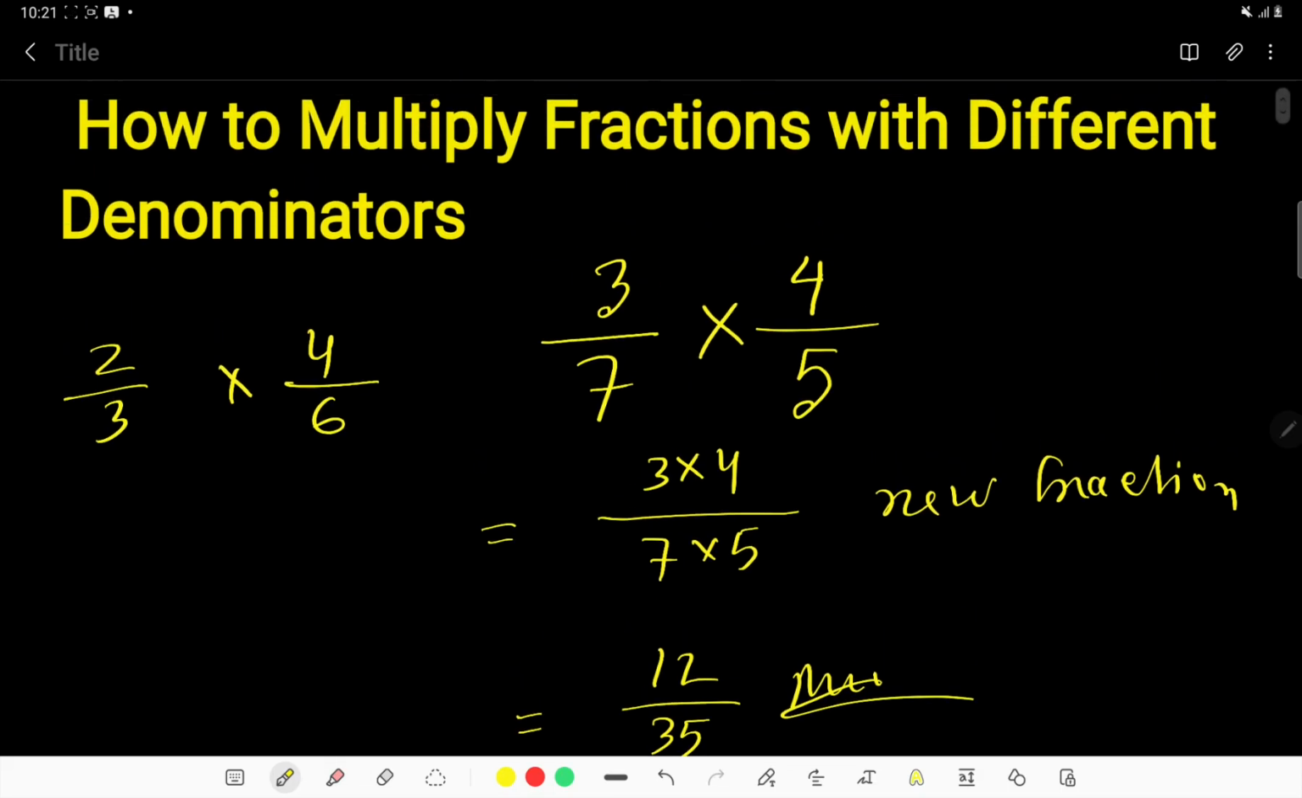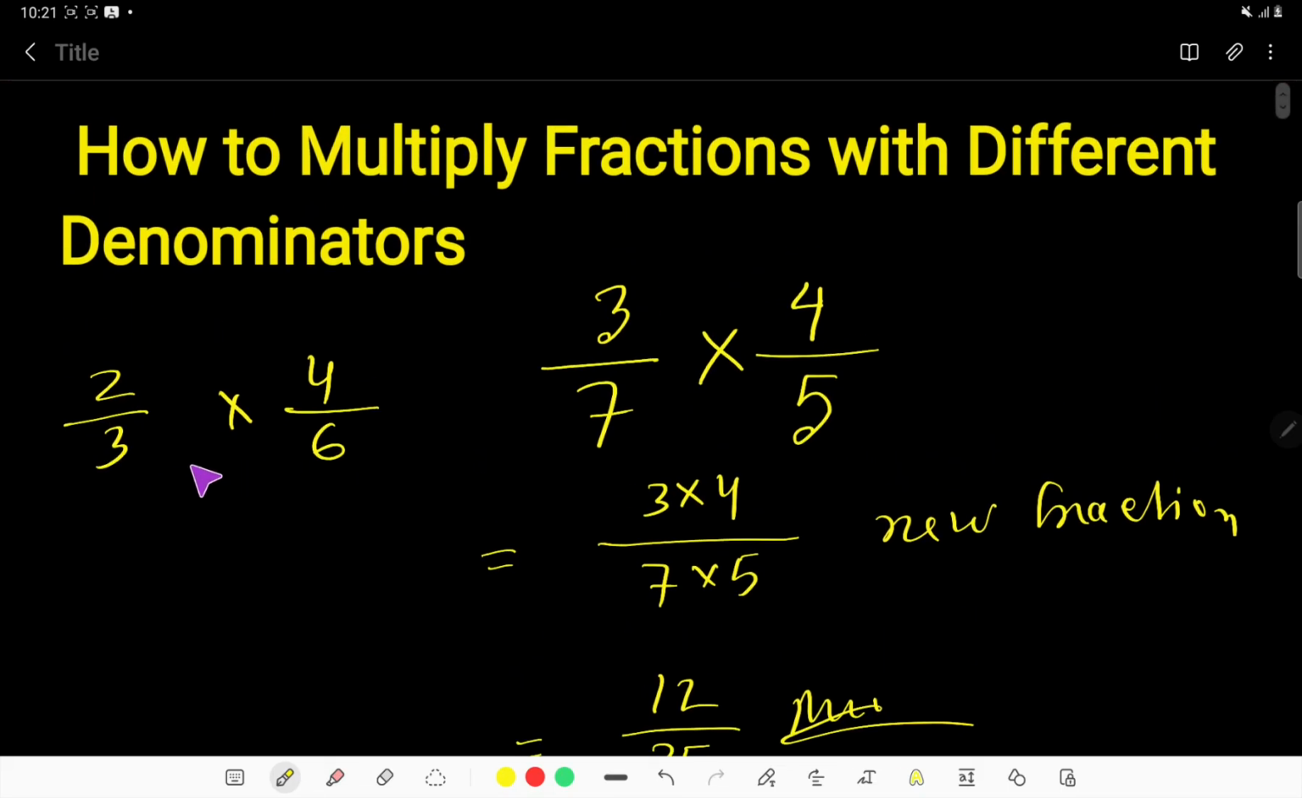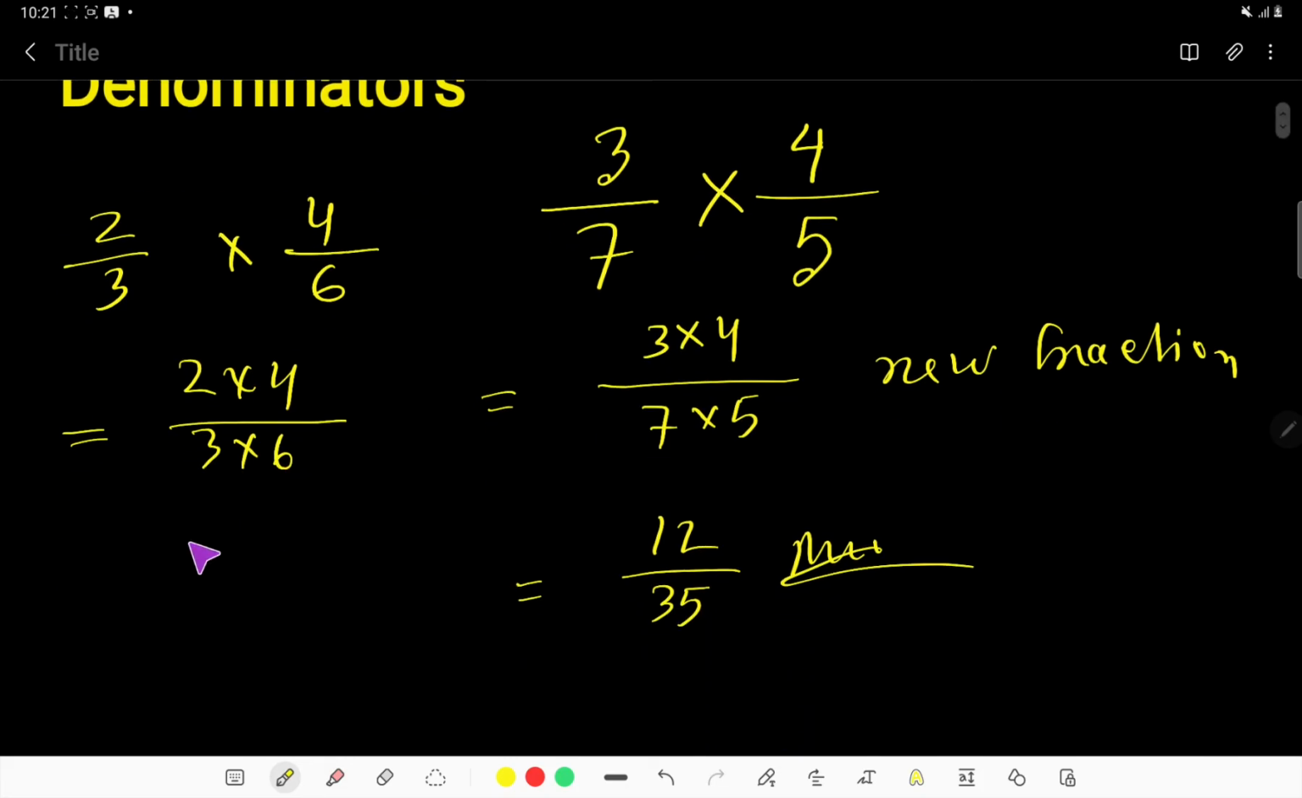This is a fraction and this is another fraction. The denominators are different, so we will not think about the denominators. We have to multiply the top numbers and we have to multiply the bottom numbers. So we are getting a new fraction, since we have a fraction bar. Now we need to simplify this.